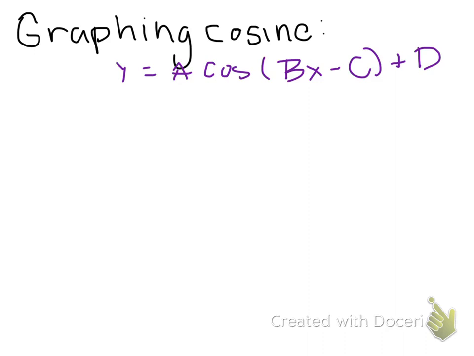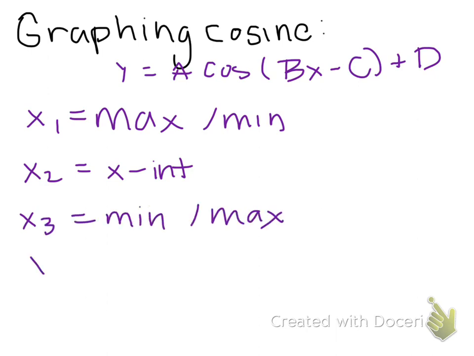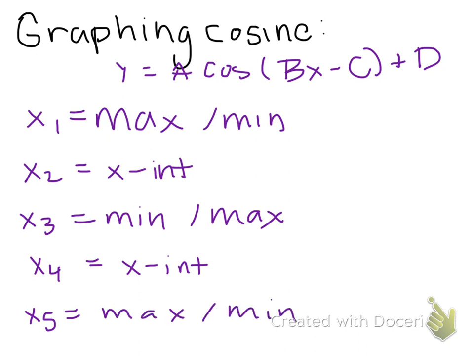So the way we find the amplitude, the period, starting point, all of that is going to be exactly the same. The only thing that's different is our x1 value is now our max or our min. Our x2 value is now an x-intercept. Our x3 value is a min or a max. Our x4 value is an x-intercept, and our x5 value is a max or a min. So the process to obtain the information is exactly the same. It's just the actual plotting of the points that would be different today.